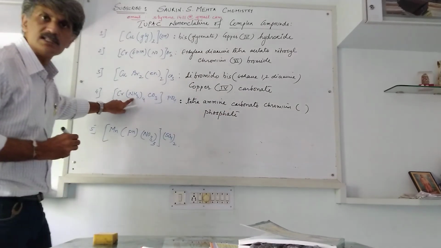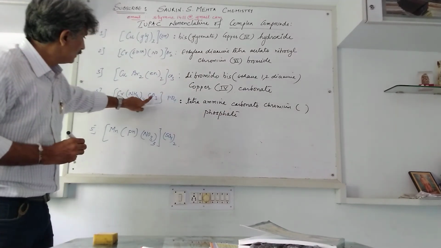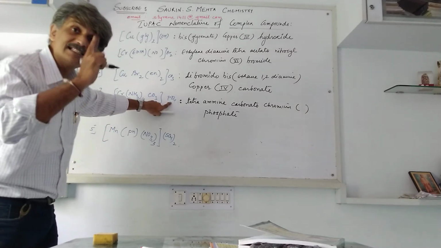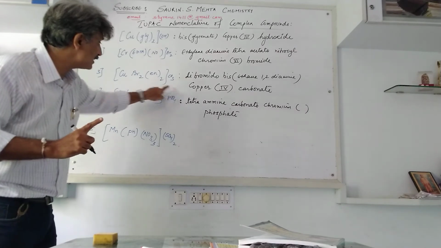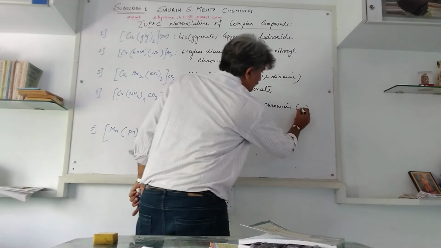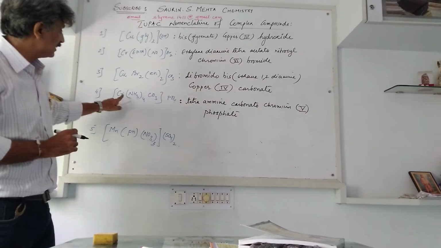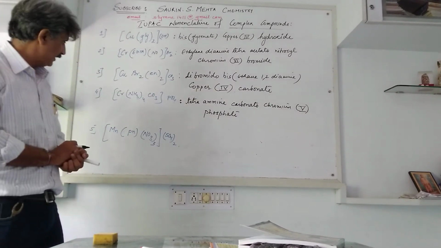Now you can see this is a neutral ligand. This is carbonate, bidentate negative, so it's -2. Phosphate is tridentate negative, so -3. -3 and -2 makes -5. On the other side it makes 5. So the oxidation number of the central metal ion chromium is 5 over here.